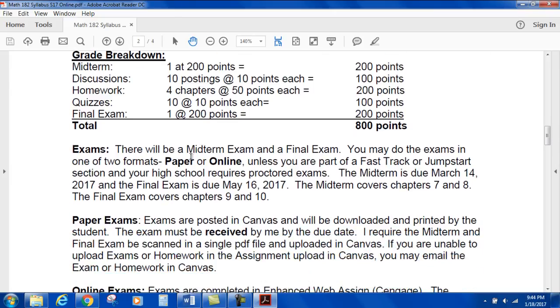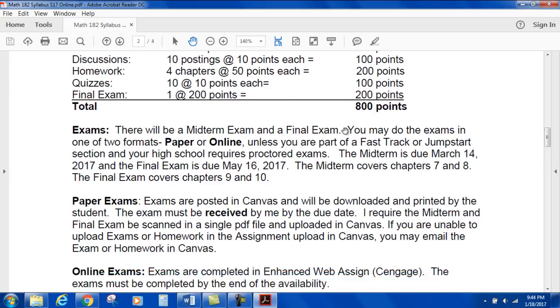So exams will be a midterm exam and a final exam. You may do the exams in one of two formats, in paper or online, unless you're part of a fast track or jump start section and your high school requires proctored exams. The midterm is due March 14th, 2017. The final exam is due May 16th, 2017. The midterm covers chapters 7 and 8. The final exam covers chapters 9 and 10.